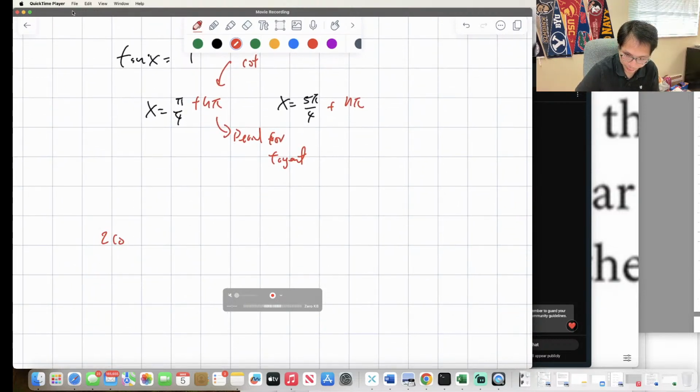Okay, so I'm going to show you this one. 2 cosine square of x plus cosine of x minus 1 is equal to 0. How do I solve for this?